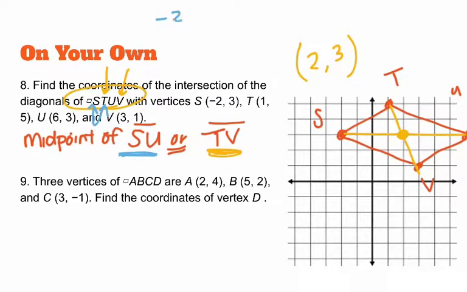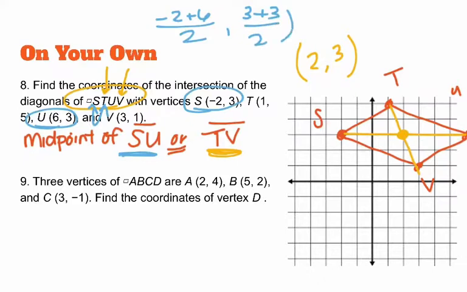Adding my x values would be -2 plus 6 divided by 2 for S. Here, I'll circle them. And U. And then my y values, 3 plus 3 divided by 2. Sure, you could have picked TV. It does not matter, because when we do it, either way, we wind up with 2, 3 as that point of intersection. Now, on the last one, when you plot those 3 points, that fourth point, which should be located between C and A, because it is point D, is located at the coordinate of 0, 1.